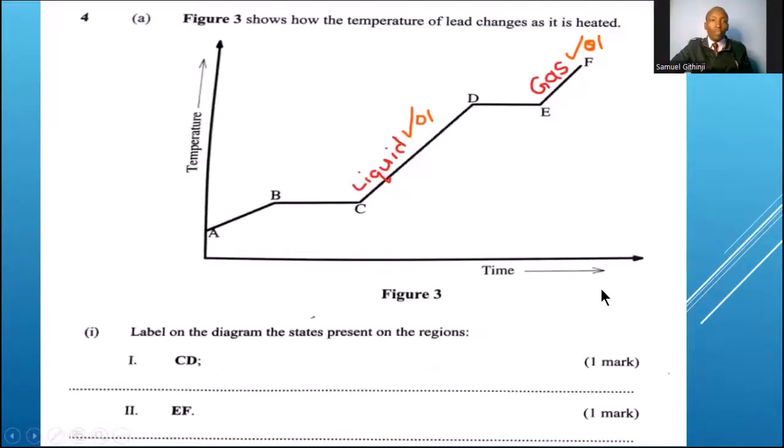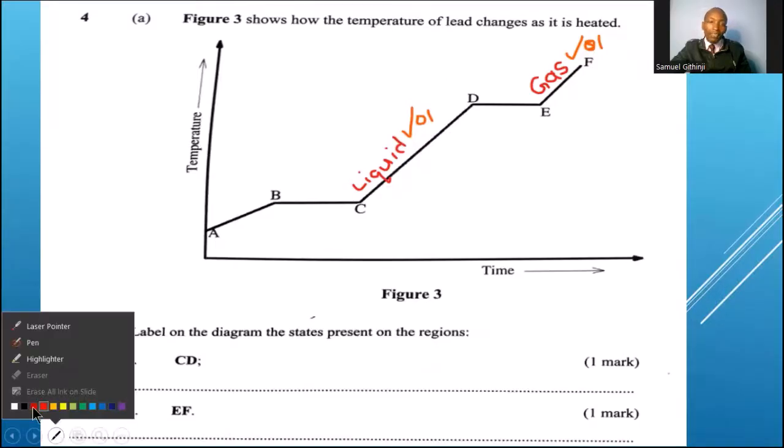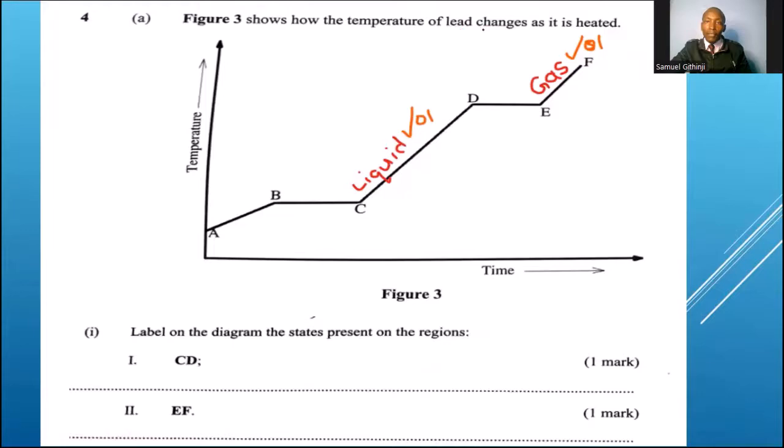Now we do first part. That is part A. There was a heating curve. And there's a word here, my student, you must get. I want to highlight this because this cost the student the marks. There it is. You can see that word. Figure 3 shows how the temperature of lead changes as it is heated. Then Roman 1. Label on the diagram the states present in region C and D.